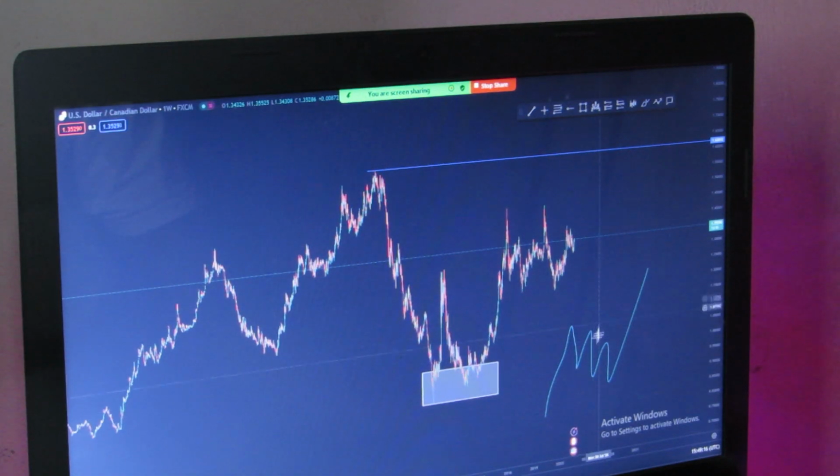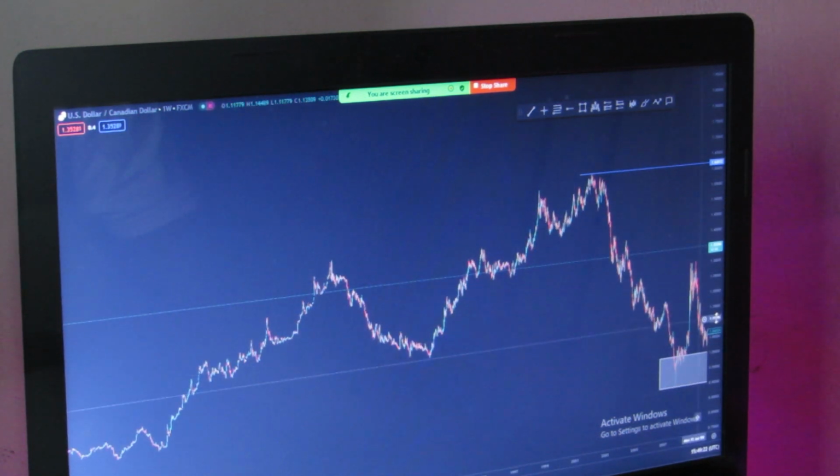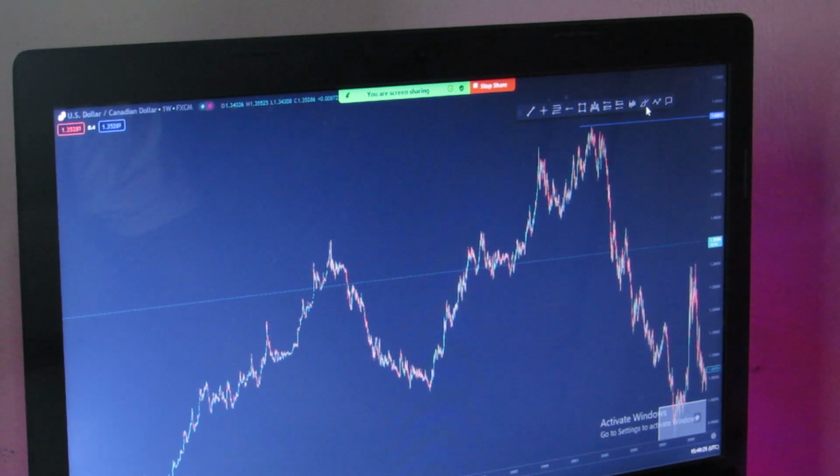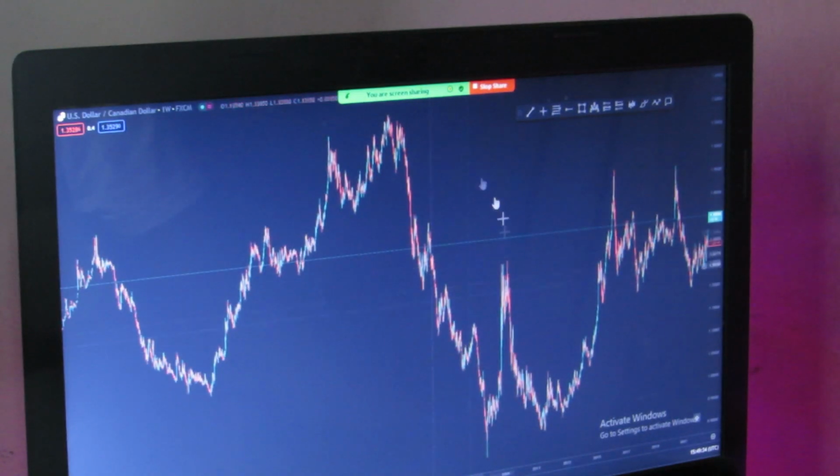Then you can try it out yourself. Just look at how price is moving. Take for example, we can even just look at this and say this is the push up, this is the correction, and then this is the push up, as I was explaining to you guys.